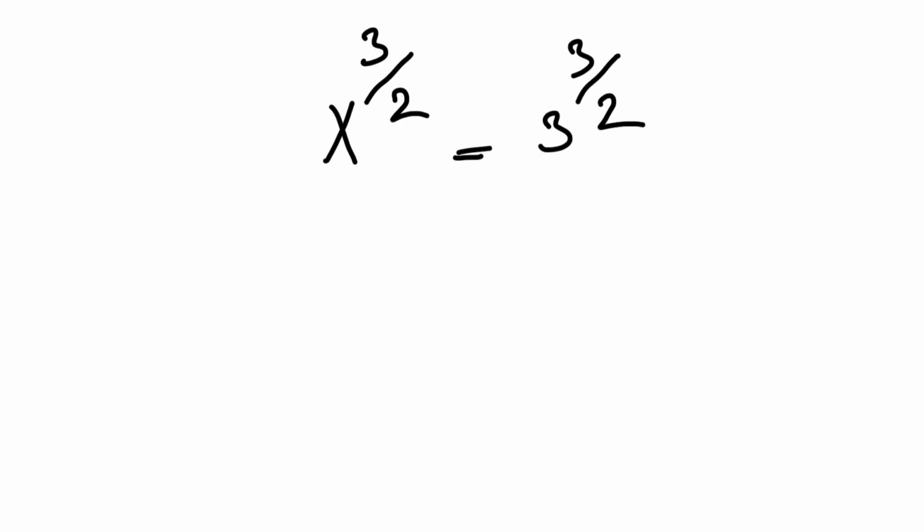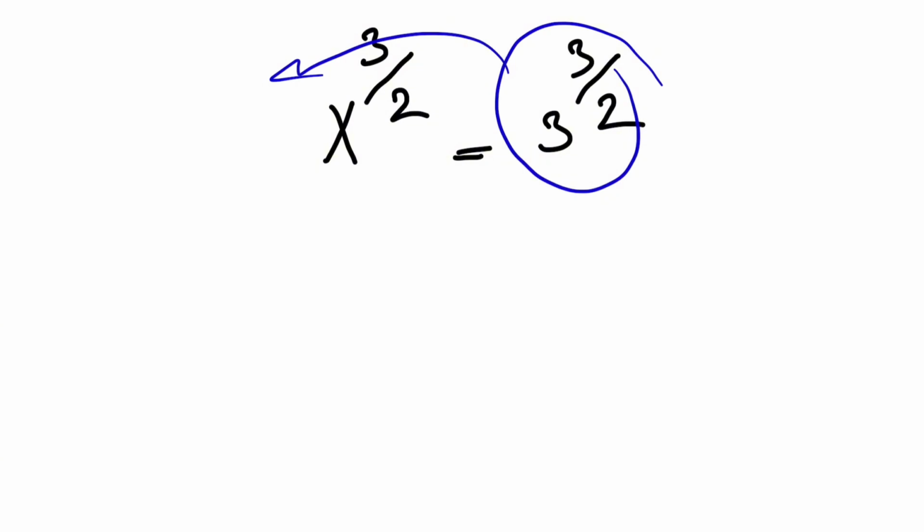We're going to be solving another question in today's video, and we have x to the power of 3 over 2 is equal to 3 to the power of 3 over 2. We need to find the value of x for this question. So what we're going to do in here, we're going to bring the right side of the equation to the left, so it's positive on the right side, it will be negative on the left side. x to the power of 3 over 2 minus 3 to the power of 3 over 2 is equal to 0.